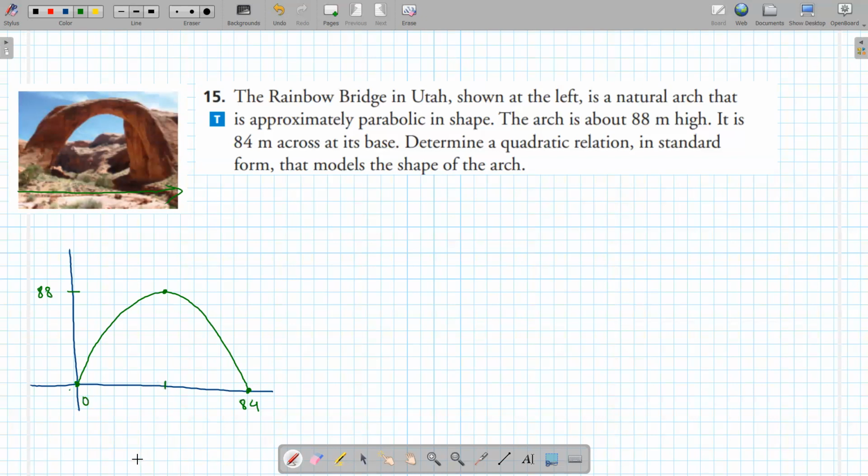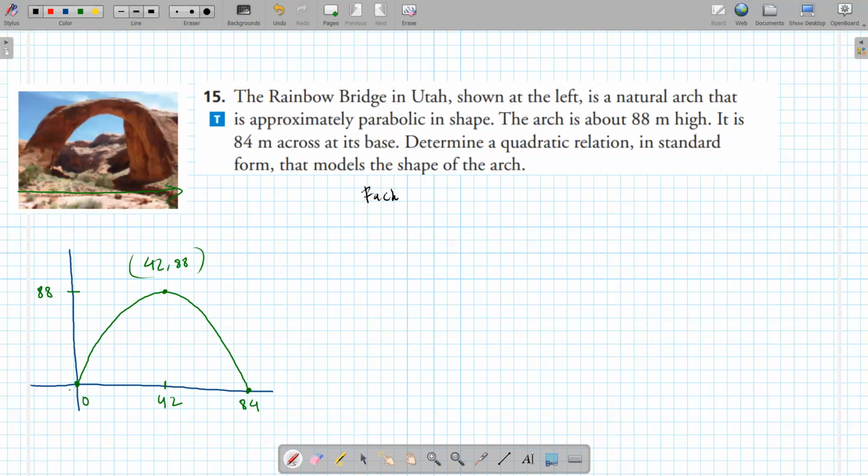Remember, it's always going to be exactly in the middle. 42. Therefore, we know that vertex is 42 comma 88, right? We have the vertex, we have the x-intercepts. We can use either the factored form approach, or we can also use the vertex form approach. Both of them are equally valid.